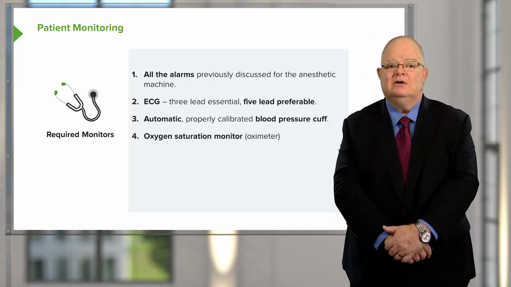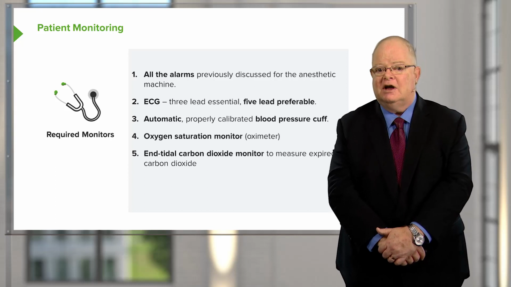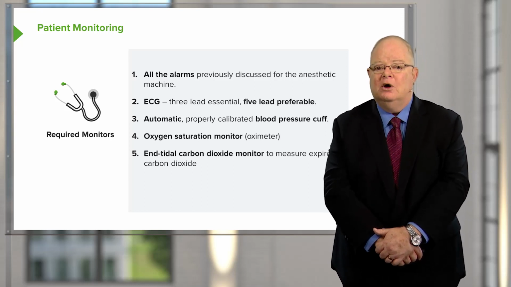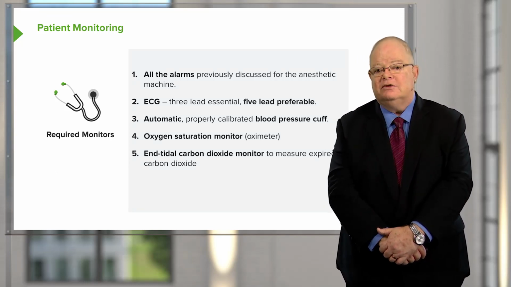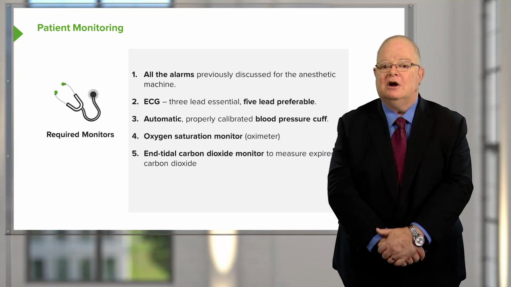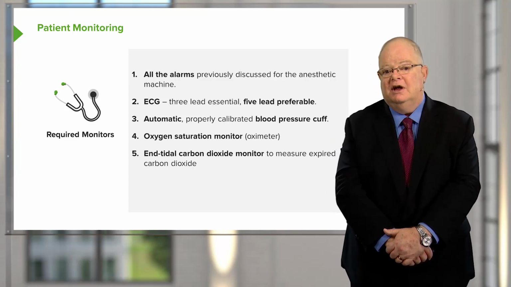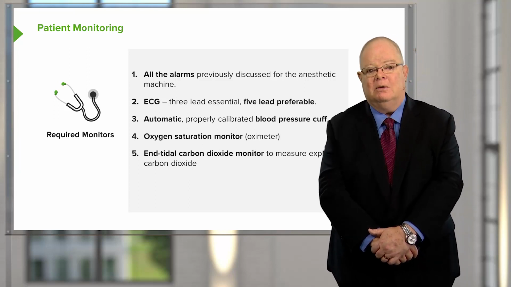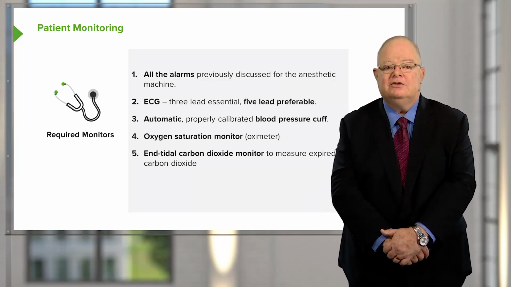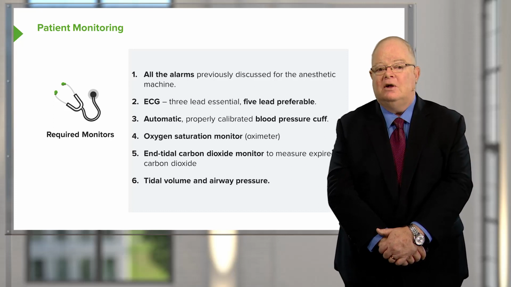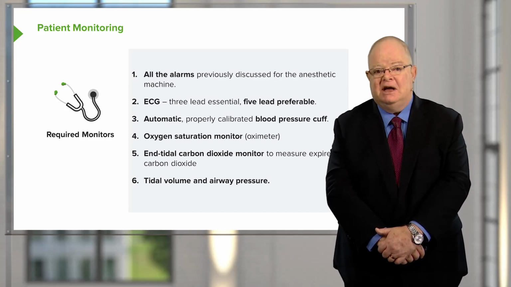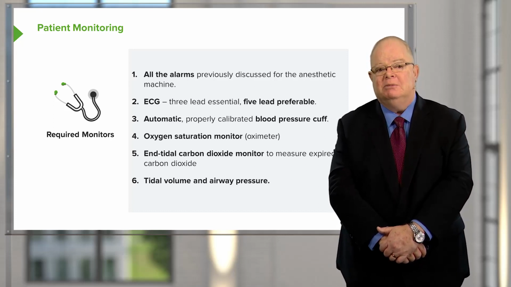On the machine, there's end-tidal carbon dioxide monitoring so that we always know that we're connected to the patient and that the patient is producing carbon dioxide. And it also allows us to adjust ventilation to make sure the carbon dioxide level is within what we consider to be a safe and normal range. We constantly monitor tidal volume and airway pressure through the machine as well. It's all done in every anesthetic machine virtually seamlessly.